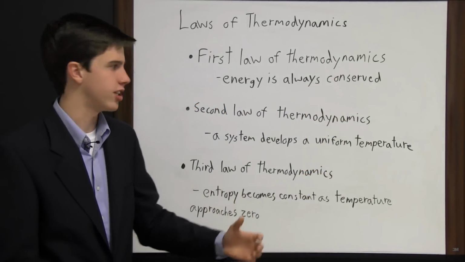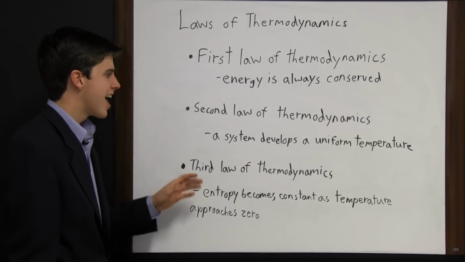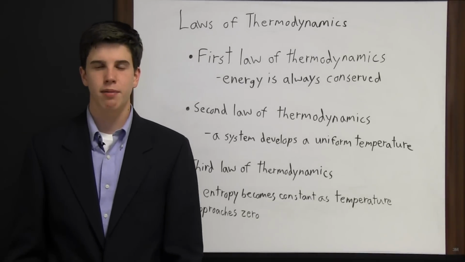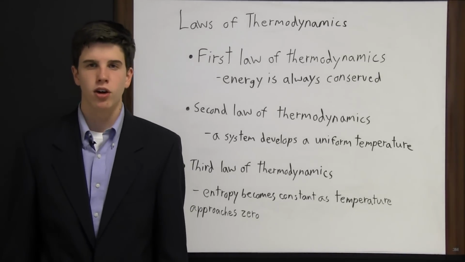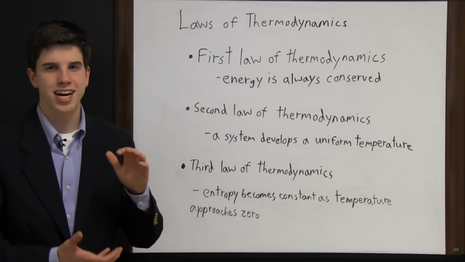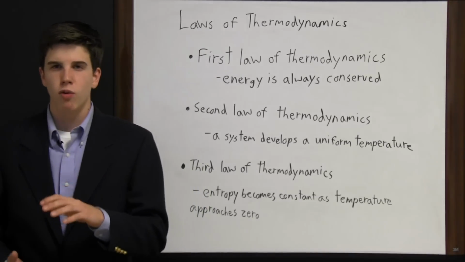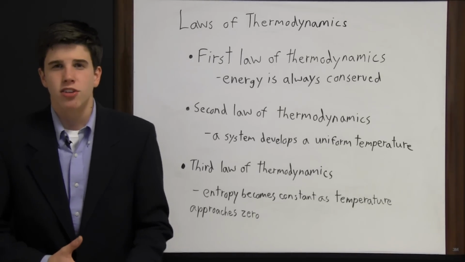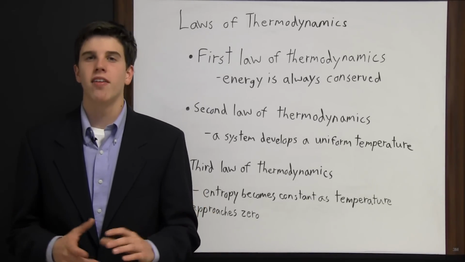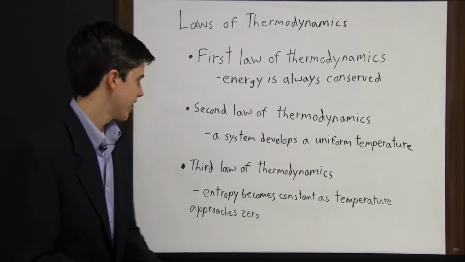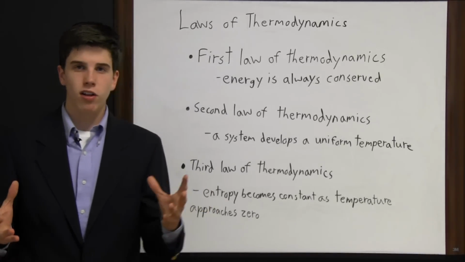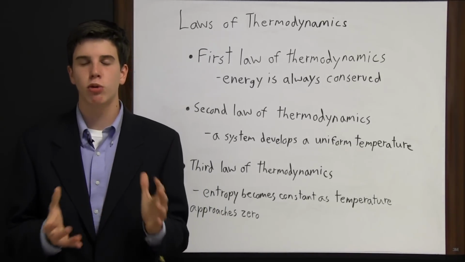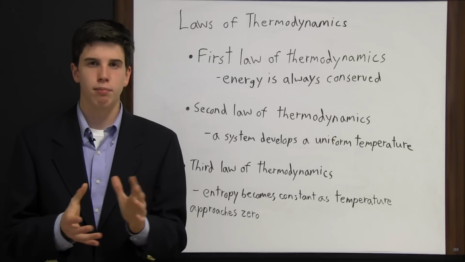You can't destroy energy. The second law of thermodynamics is that a system will develop a uniform temperature. So say I had a box, and inside that box I had two blocks of metal, and the blocks of metal were of equal weight. The first block of metal is 100 degrees, and the second block of metal is 0 degrees. Eventually those two blocks are going to balance each other out until both blocks are 50 degrees. That's basically the second law of thermodynamics: both blocks in the box are going to work together to find one temperature, an equilibrium.